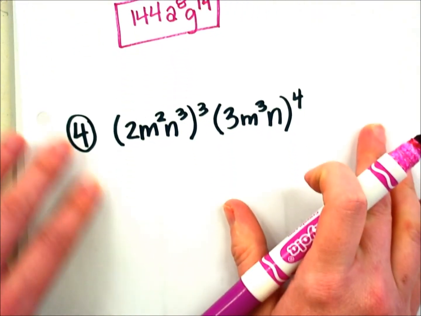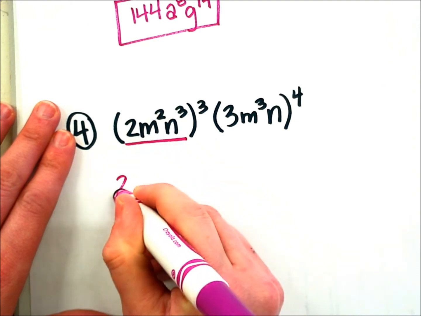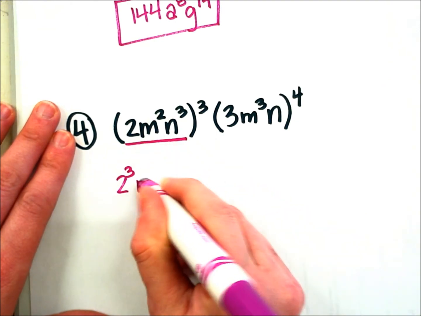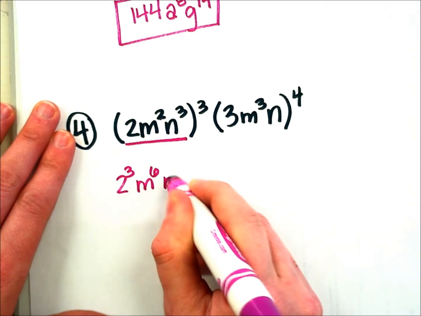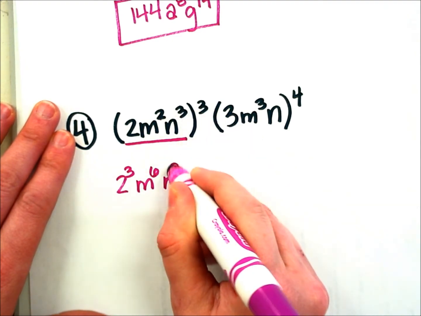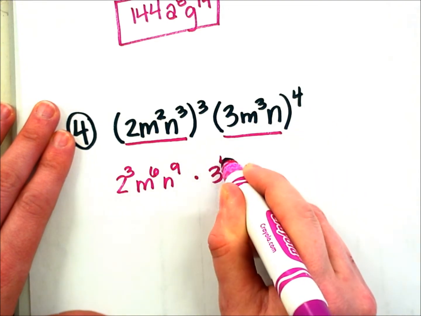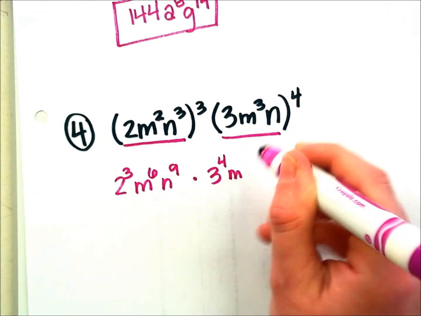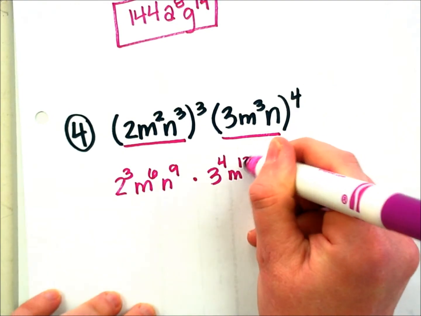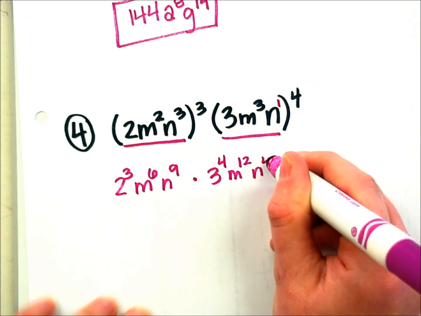And last example, we're going to cube everything inside of these parentheses. So I'm going to do 2 cubed, and then I'm going to multiply those exponents. 2 times 3 is 6. Multiply those exponents. 3 times 3 is 9. Then carry everything inside of here to the 4th power. So m to the 3 times 4 is 12. And then n to the 1st, 1 times 4 is 4.